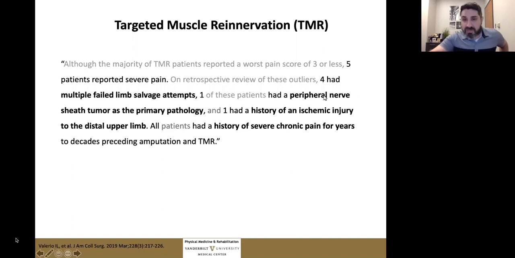Okay, another patient had a history of an ischemic injury to the distal upper limb, right? So history of severe chronic pain for years preceding amputation and TMR. So these may be poor candidates in a sense to get benefit out of the subsequent neuroplasty, right? Okay, so we have to understand what's being done, when, and to whom, right? So we have to understand our substrate, our patients.